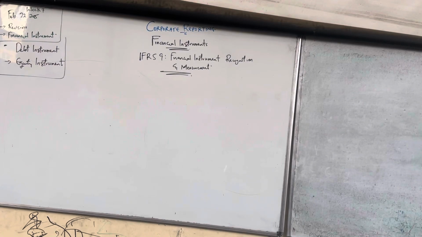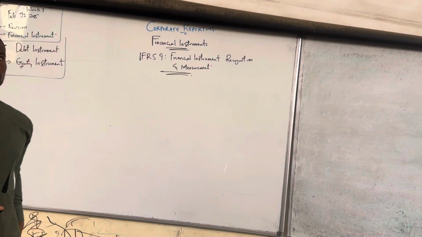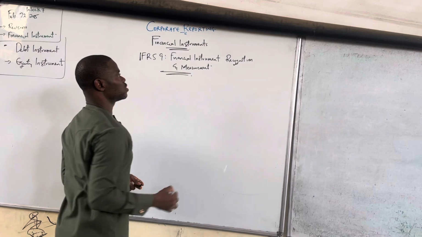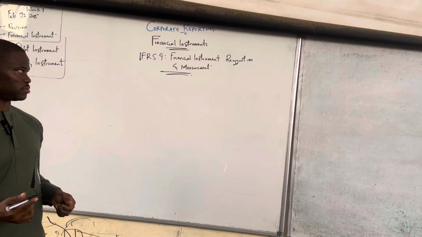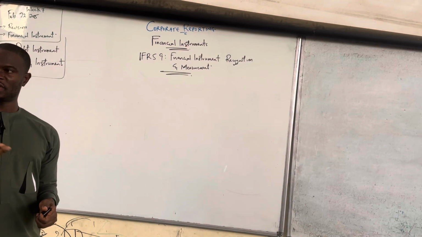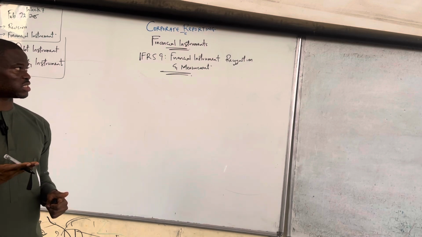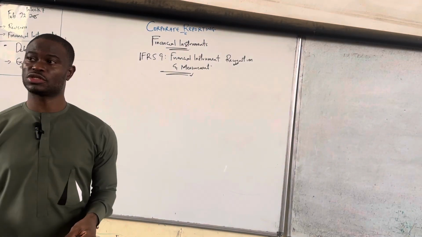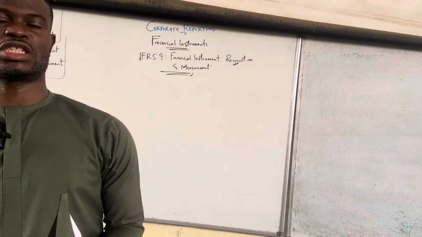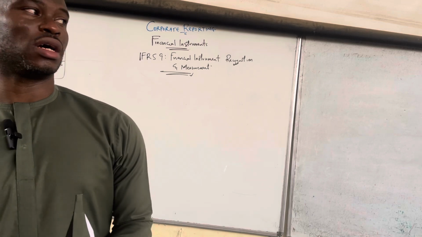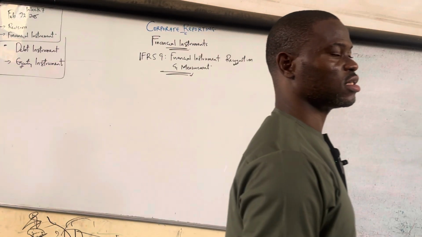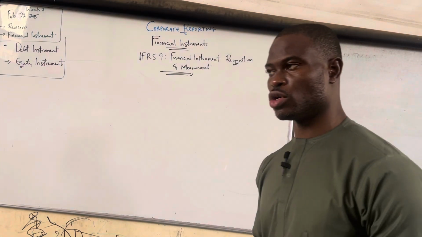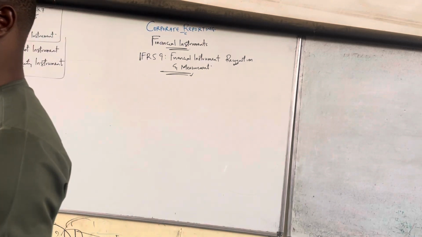Okay, now let's look at IFRS 9. For this one, basically, I'll teach you recognition of financial instruments, meaning looking at financial assets, financial liabilities, equity. How do you recognize them? How do you measure them? Majorly, that's what I'm going to focus on in IFRS 9. And I will also look at impairment of financial assets. So when we do all of that, then we'll have covered IFRS 9.